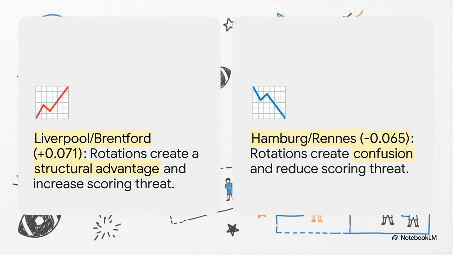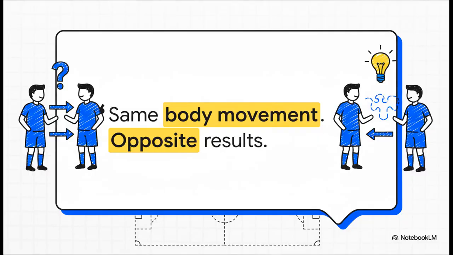And the results here are absolutely staggering. For teams like Liverpool and Brentford, their rotations are creating a massive advantage. They generate way more threat. But then you look at teams like Hamburg and Rennes, and their rotations are actually hurting them. They reduce their scoring threat. The movement is causing confusion, not creating opportunities. I mean, think about your favorite team for a second. Do their movements create openings or just chaos? Just think about that for a second.